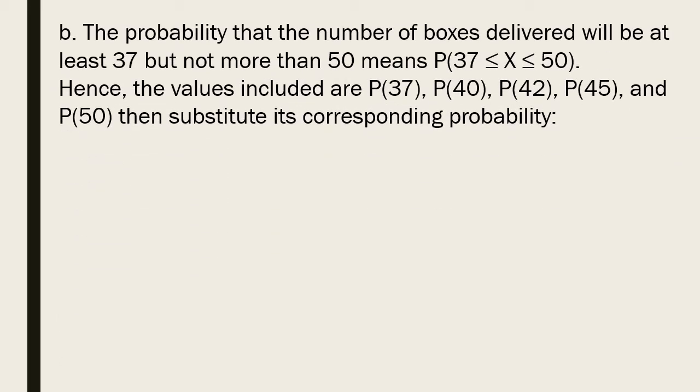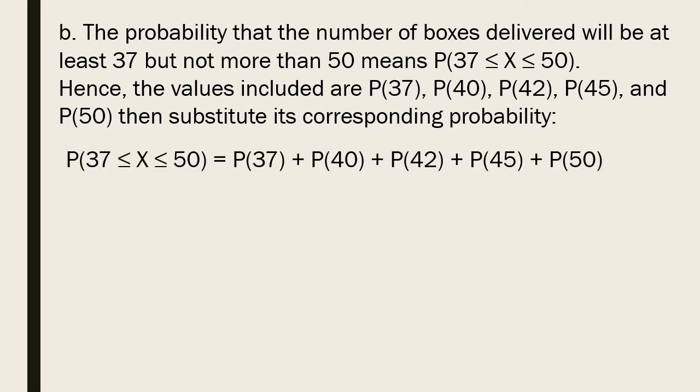So punta tayo sa letter B. The probability that the number of boxes delivered will be at least 37 but not more than 50. So it means we are getting the probability of X greater than or equal to 37 but less than or equal to 50. So the values included here are the probability of 37, probability of 40, 42, and 45, and also 50. Then, substitute its corresponding probability.